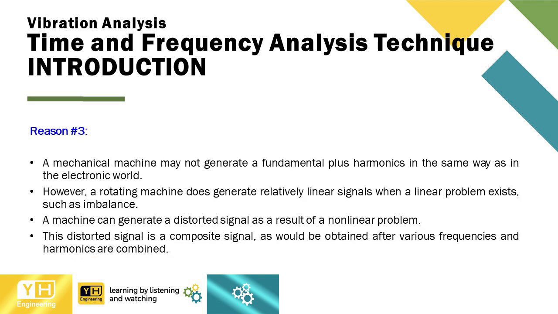Reason number 3: a mechanical machine may not generate a fundamental plus harmonics in the same way as in the electronic world. However, a rotating machine does generate relatively linear signals when a linear problem exists, such as imbalance. A machine can generate a distorted signal as a result of a nonlinear problem. This distorted signal is a composite signal, as would be obtained after various frequencies and harmonics are combined.